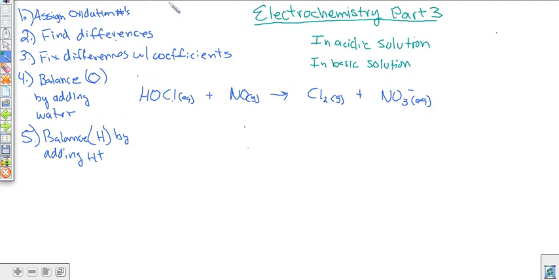With any redox reaction, this is pretty much always the first thing you're going to do. It's always your safest bet to start here: assign oxidation numbers, because then you know how the electrons are moving. So let's assign oxidation numbers to each of the elements in this reaction, seeing how they change.